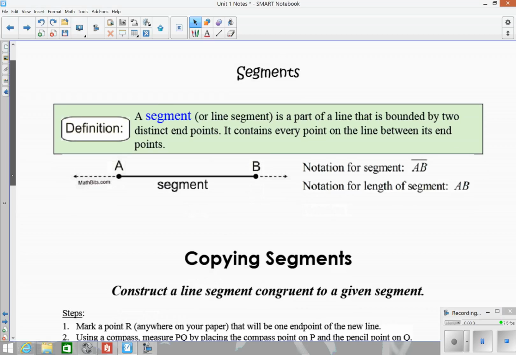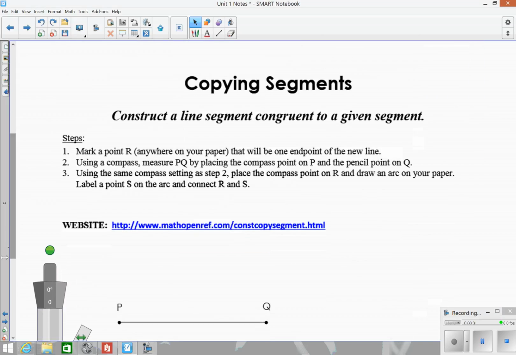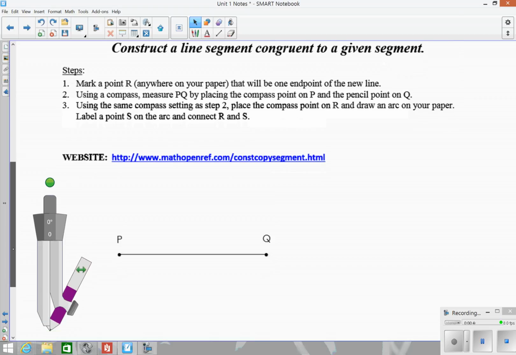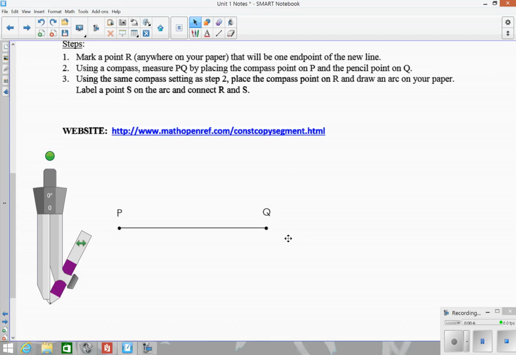So the next thing we're going to look at is how to copy a segment. So this is a construction, meaning we're going to use a compass and a straight edge. When we copy a segment, we're not going to actually measure the segment with a ruler. Remember, it's a straight edge, so we pretend there's no numbers on it, and we're going to use our compass to actually do most of the work.